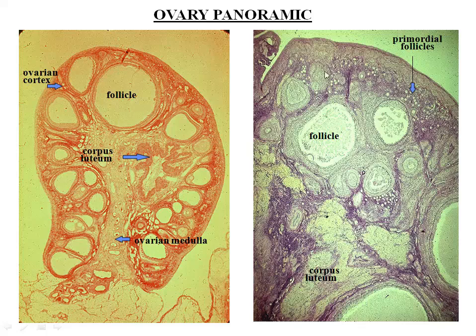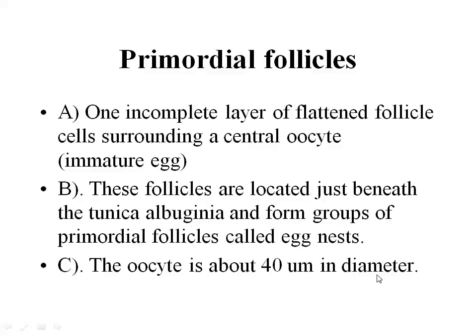So here again we can see the presence of all those follicles. This is again the cross section of the ovary. Now here they have shown very clearly developing primordial follicles. This is a follicle. Again, these are small primary and secondary follicles. This is a corpus luteum. Now we'll start with the primordial follicle.